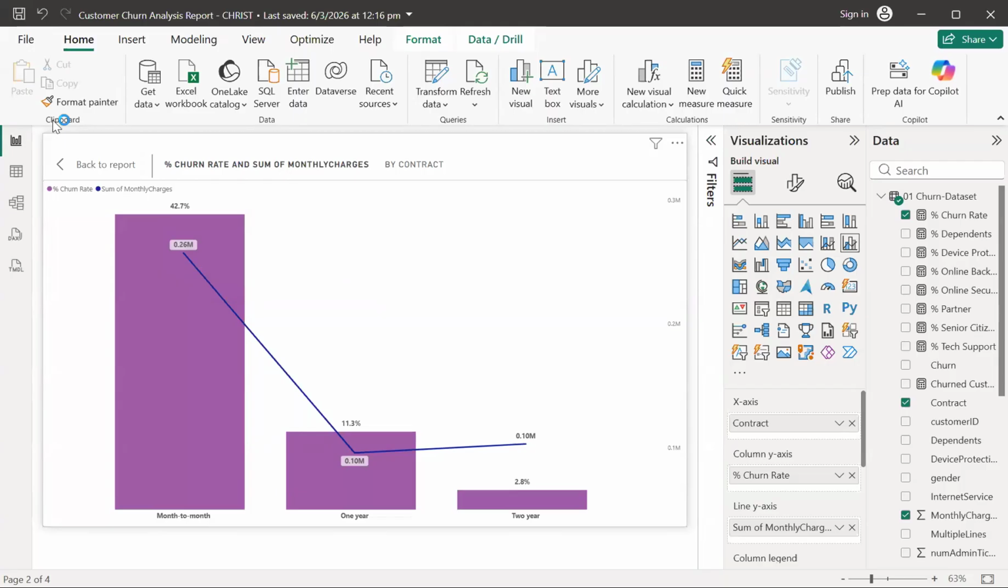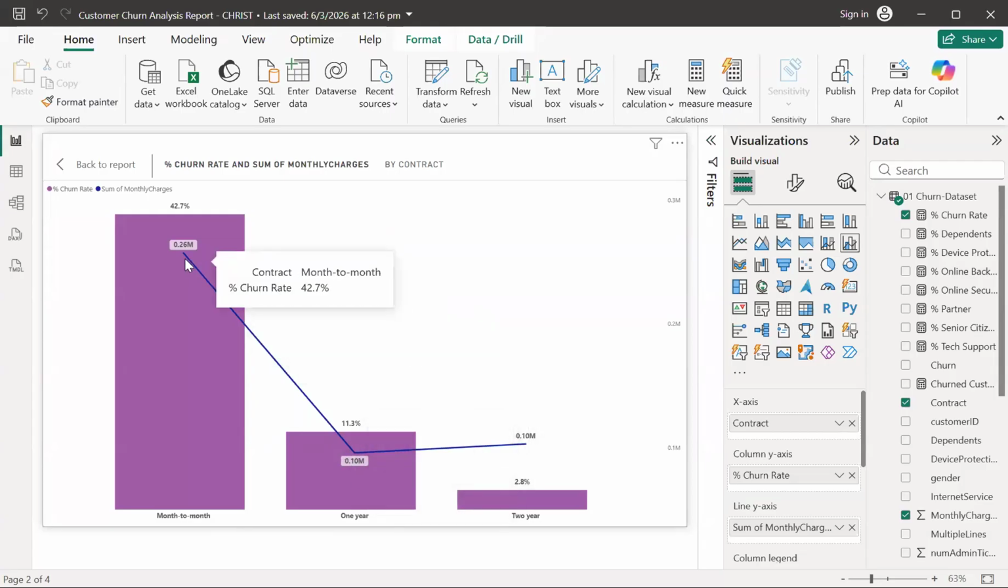So definitely, guys, it is 0.26 million, which is very high, because there are two things. The first thing is the number of customers for this particular category is very high. The second thing, if you compare month-to-month charging with someone who is taking a yearly subscription, there's a benefit in terms of cost. And that is what we can see over here.